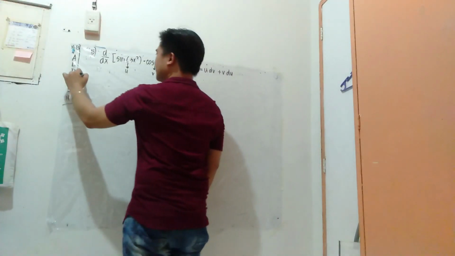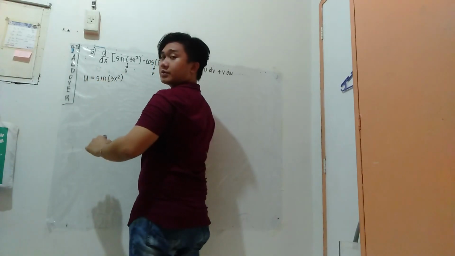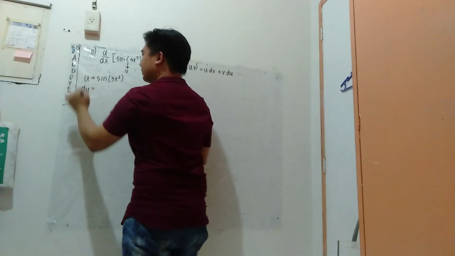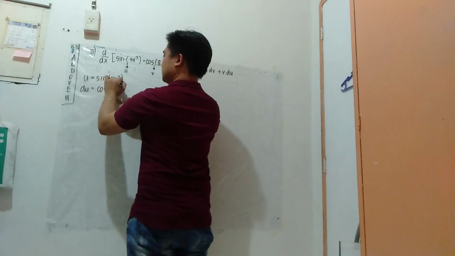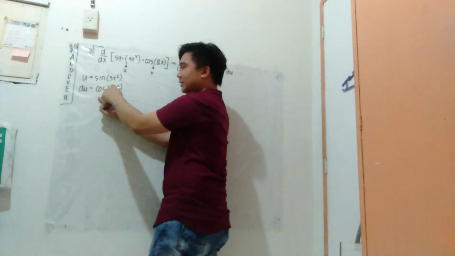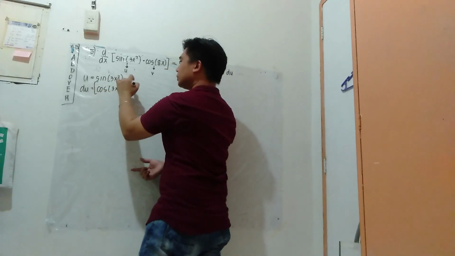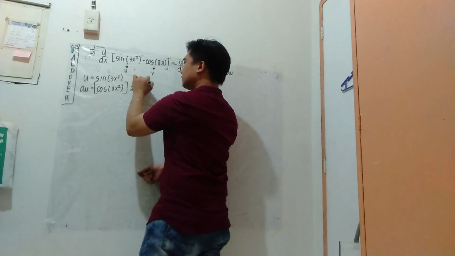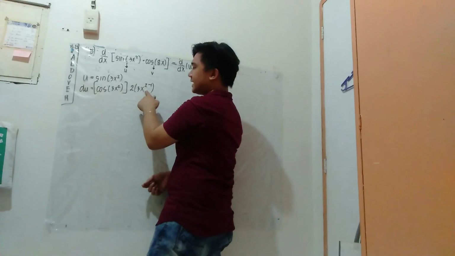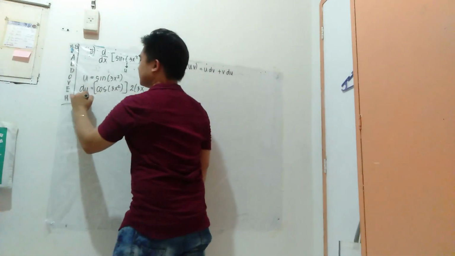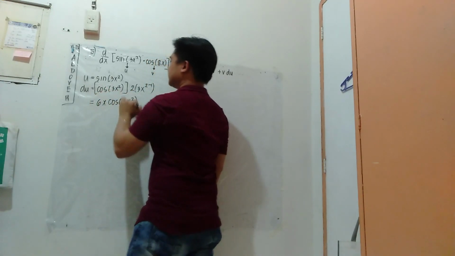Okay? So, u ko is sine of 3x squared. Kukuhain ko yung derivative ng u. Ano ang derivative ng sine? Cosine. Pero hindi ka pa tapos kasi hindi mo pa nadiderivative yung loob, which is 3x squared. Anong derivative ng 3x squared? Bababa si 2. So, 2 times 3x. Yung exponent, babawasan mo ng isa. So, ito ay magiging x na lang. 3 times 2, 6. So, your du is 6x cosine of 3x squared.